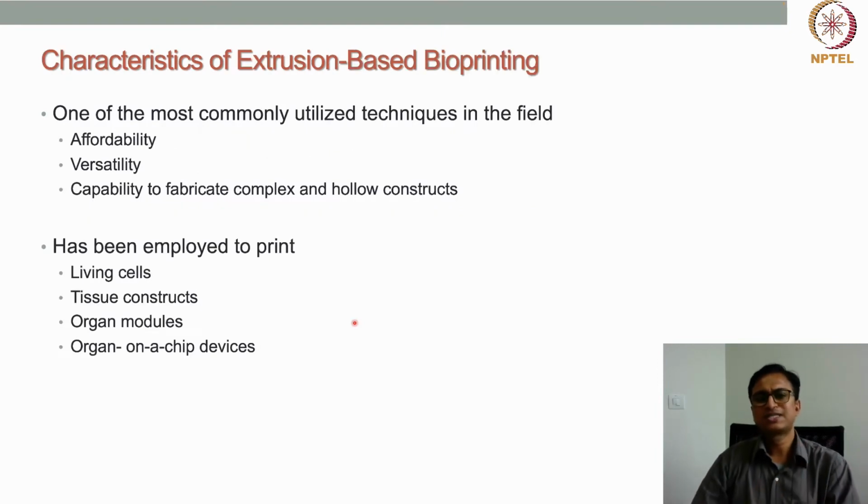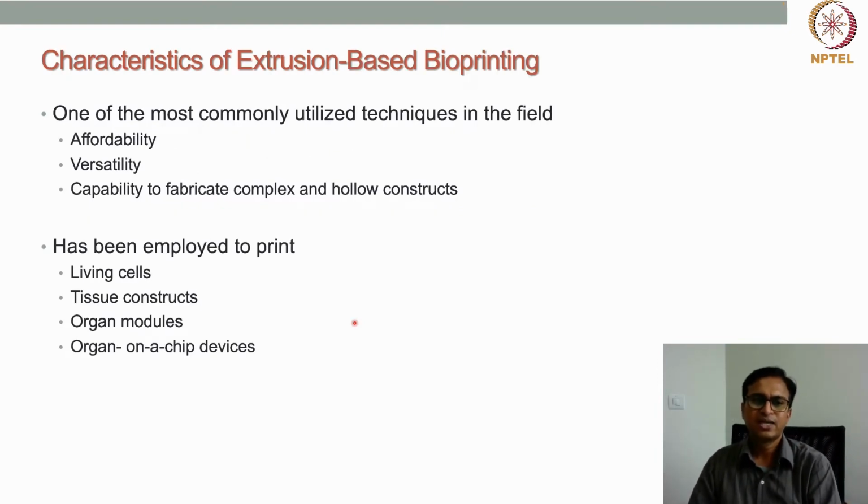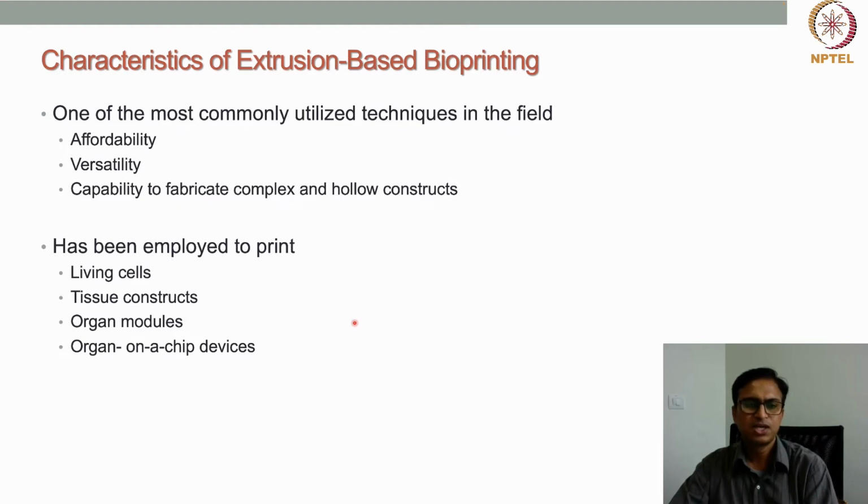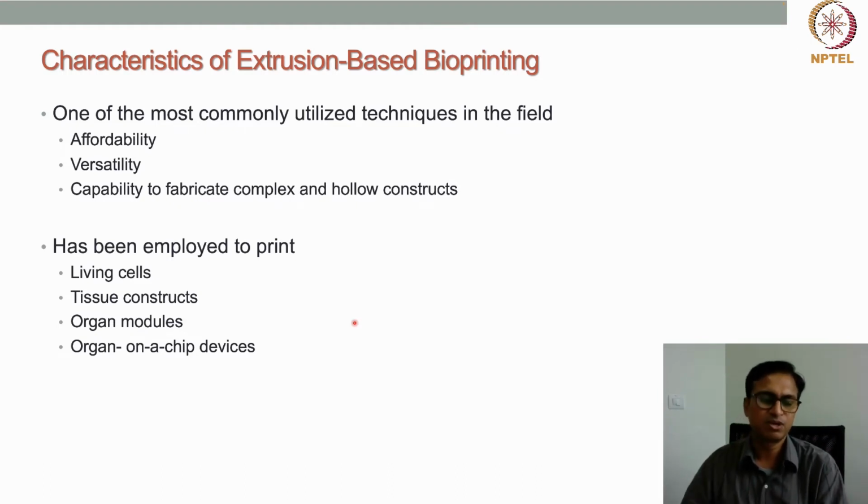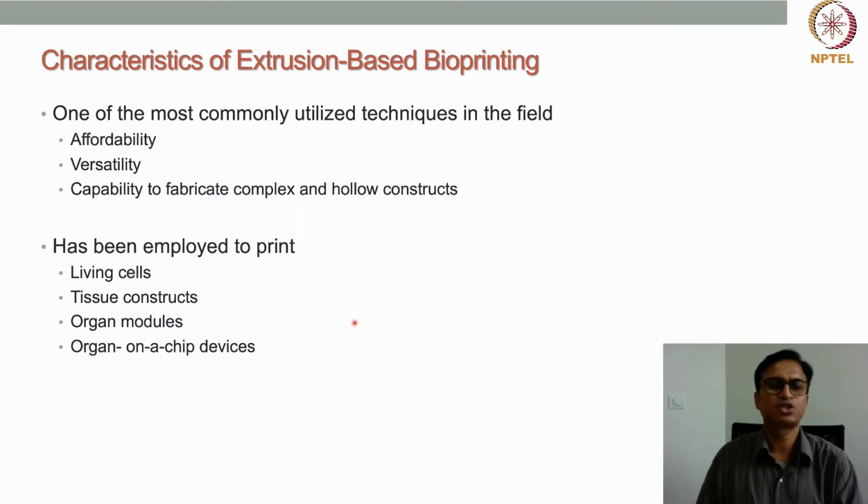Let's discuss some of the characteristics of extrusion-based bioprinting. In earlier sections we discussed inkjet-based bioprinting in detail, with its possibilities and characteristics. Now, for extrusion-based bioprinting, the most important characteristic is that it is highly affordable. These printers are not very expensive nowadays, so anybody can use them. The working principle is also very simple, so many researchers can work on this technology.